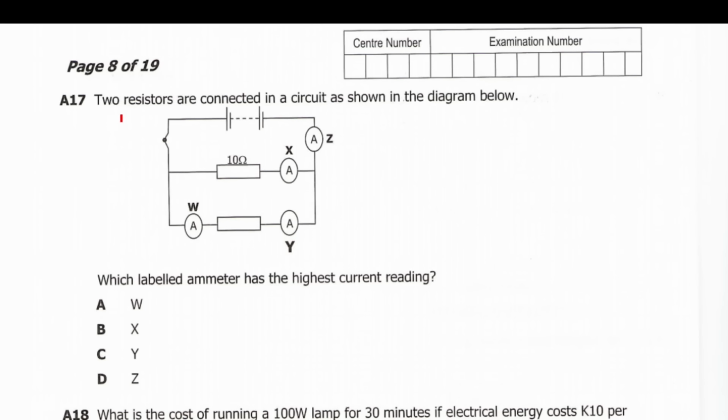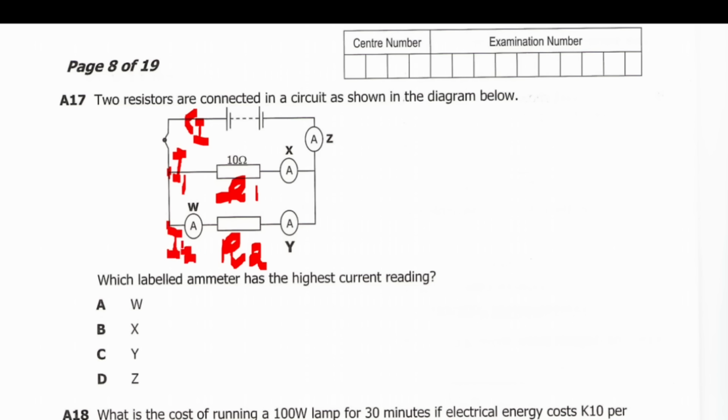Let's continue. 17 reads, two resistors are connected in a circuit as shown in the diagram below. So we have this resistor here, which we can call resistor 1. This resistor here, which we can call resistor 2. Then we have a source of voltage here, which is the cell and the switch. If current is coming from here, we can call this current I. When it reaches the junction, current in a parallel circuit divides. So some current will go in resistor 1, which we'll call I1. Then some current will go in resistor 2, which we'll call current I2.